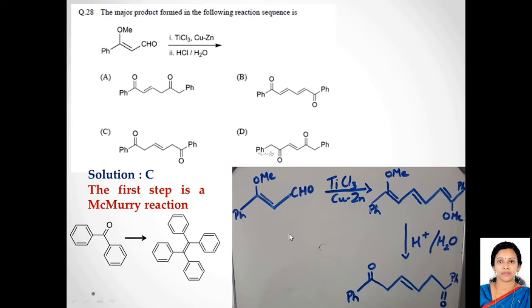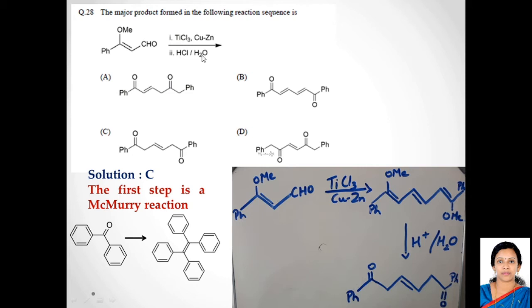So the first step, we did the McMurry reaction. Here we have the keto group, C double bond O, the aldehyde group, C double bond O. It will couple with itself. Two of these molecules will couple with each other, and here we'll get the new double bond which is formed by the coupling of these two reactants. So this is the new product formed after the McMurry coupling reaction.